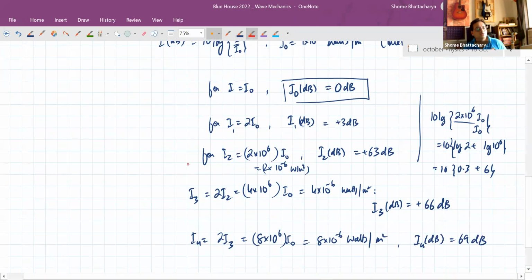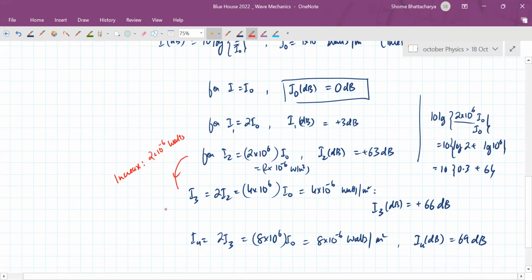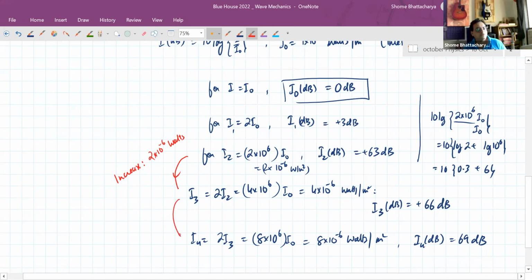One thing you can notice is that when you increase the intensity from I2 to I3, the increase on the watts per meter square scale is 2 into 10 raised to the power minus 6 watts per meter square, because you've gone from 2 to 4 into 10 raised to the power minus 6. And when you go from I3 to I4, the increase is 4 into 10 raised to the power minus 6 watts per meter square, since you've gone from 4 to 8. But on the decibel scale, when you go from here to here, it is plus 3 dB, and when you go from here to here also, it is plus 3 dB.